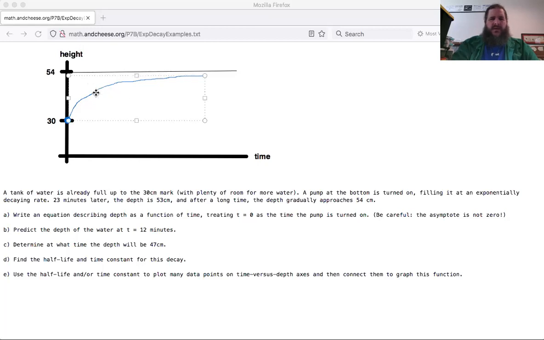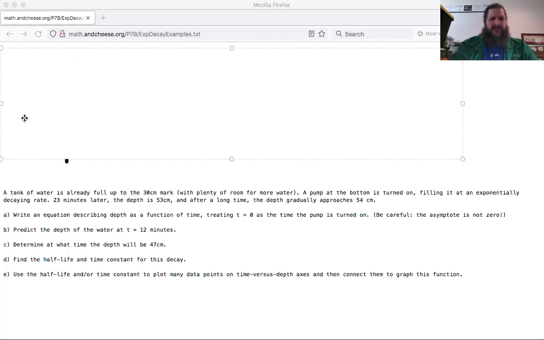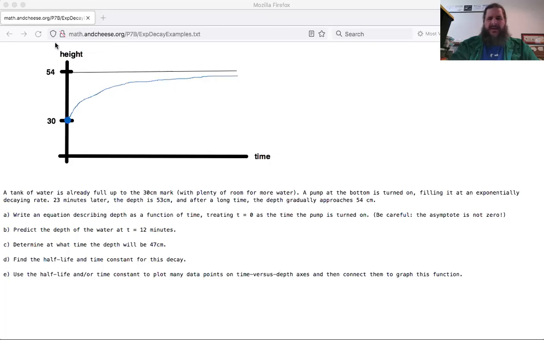However, we don't really know how steep that is. Maybe it decays really quickly. Maybe it decays much more gradually. We do have the one data point that at 23 minutes, the depth is 53. So we at least have that one more data point on it. But to get any more information in a useful sort of way, we'll want to write an equation for this. So how could we write an equation for this?